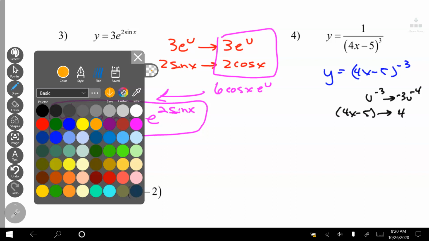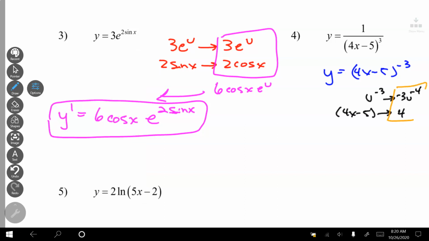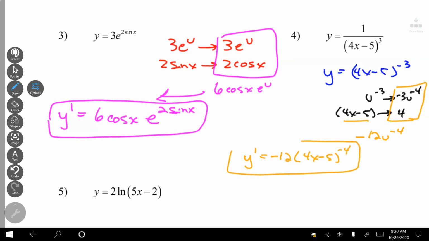And when I multiply the box, I get negative 12u to the negative 4th power. So my y prime is equal to negative 12. This is the u, 4x minus 5 to the negative 4. Not so bad.